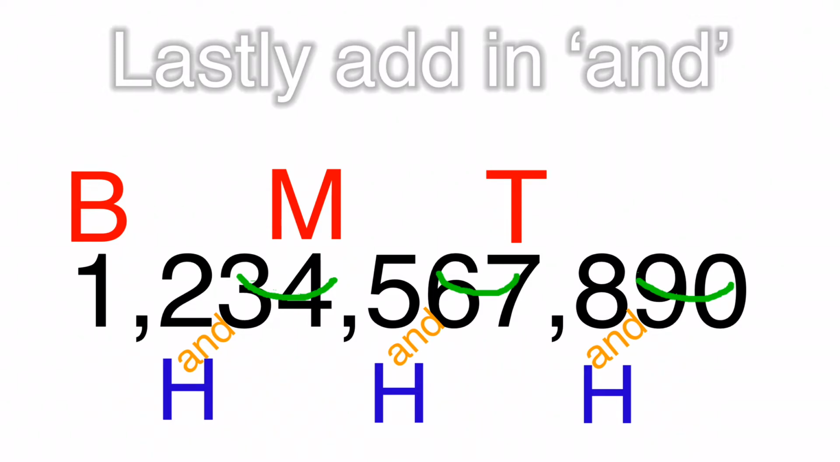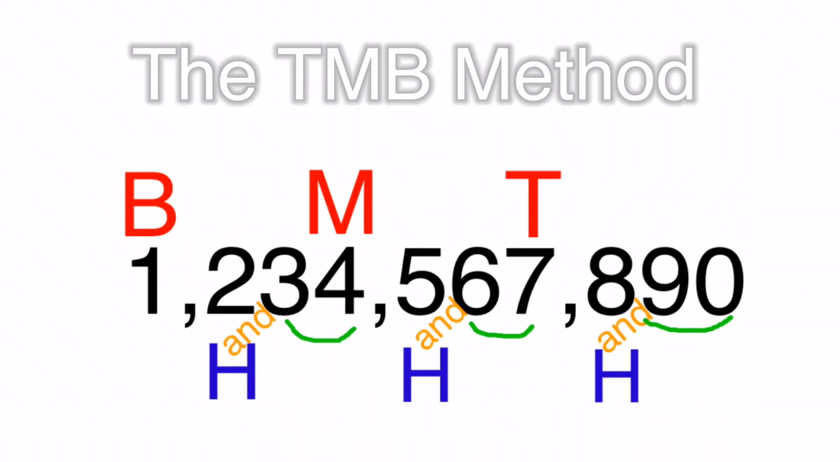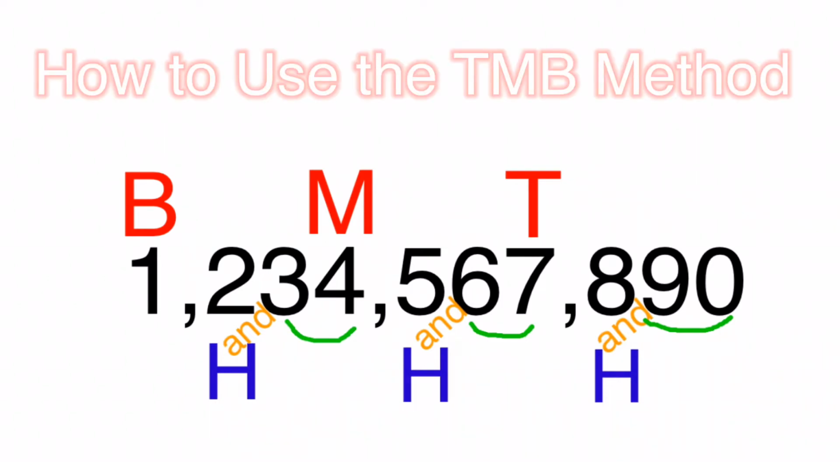Before I show you how to use the TMB method to read large numbers, let's review what we've done so far. First, we wrote down the 10 digits starting with 1 and ending in 0. Then, we added in the hundreds place values, followed by the TMB place values for the thousands, millions, and billions. Next, we added in linkers to join digits together, and finally, we added the word and in just before each link. Okay, let's see how we can use the TMB method to read numbers up to 1 billion.